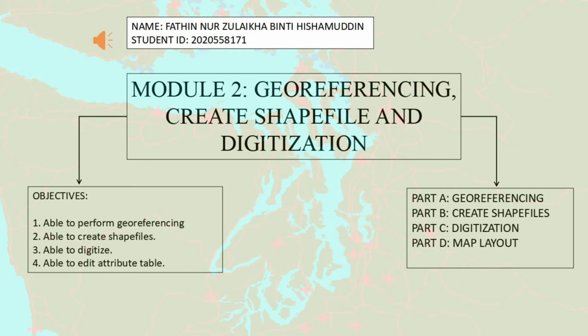First of all, the objective of this module is to be able to perform georeferencing, to be able to create shapefiles, to be able to digitize, and to be able to edit attribute table. And there are 4 parts in this module, which are part A, georeferencing, part B, create shapefiles, part C, digitization, and part D, map layout.